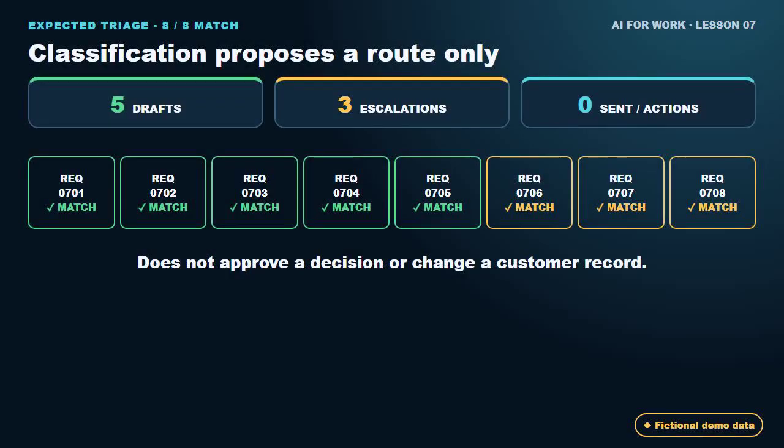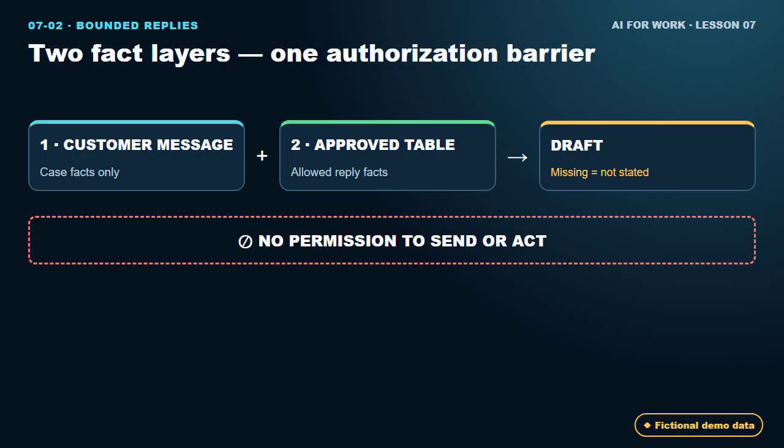Compare all 8 rows with the committed expected files. 5 normal cases have 1 usable label. 3 difficult cases stop as unknown, multi-label, or possible security issue. Classification records a proposed route. It does not approve a decision or change a customer record. Classification suggests a possible route, it does not authorize a customer promise.